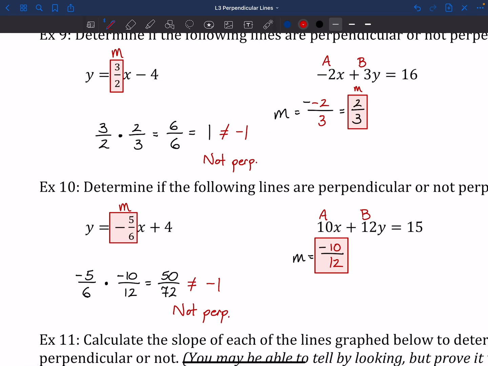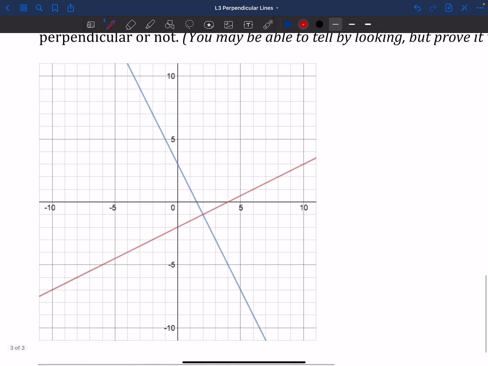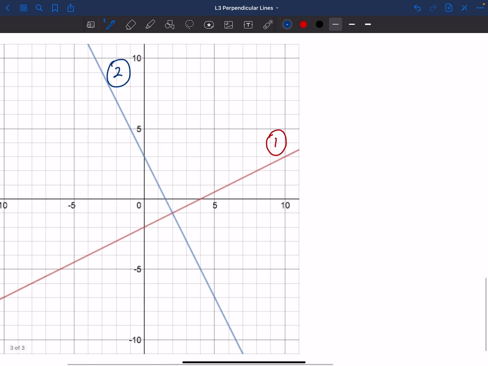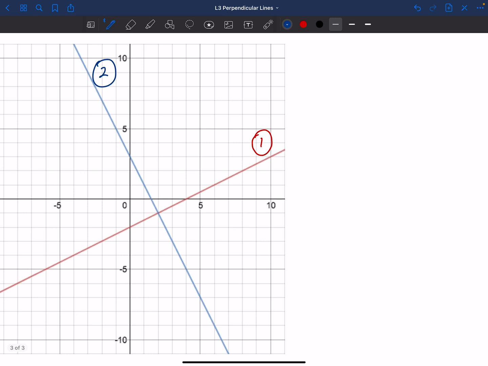Last thing we got to do real quick is take a look at it on some graphs. I know that on yours, it doesn't show up as red and blue, so we're going to talk about them as line number 1 and line number 2. For line number 1, the one on my screen in red, we're just going to find the slope.